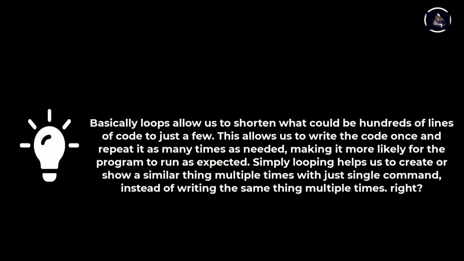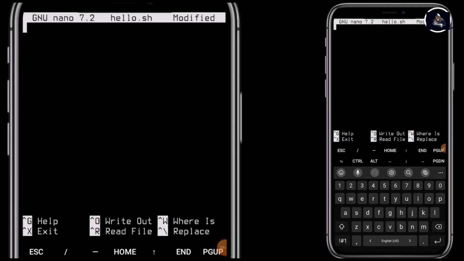Instead of writing the same thing multiple times, right? Let's start with the for loop. With this, we can print a message as many times as we want. And that's what I am going to show. Please write down the syntax.